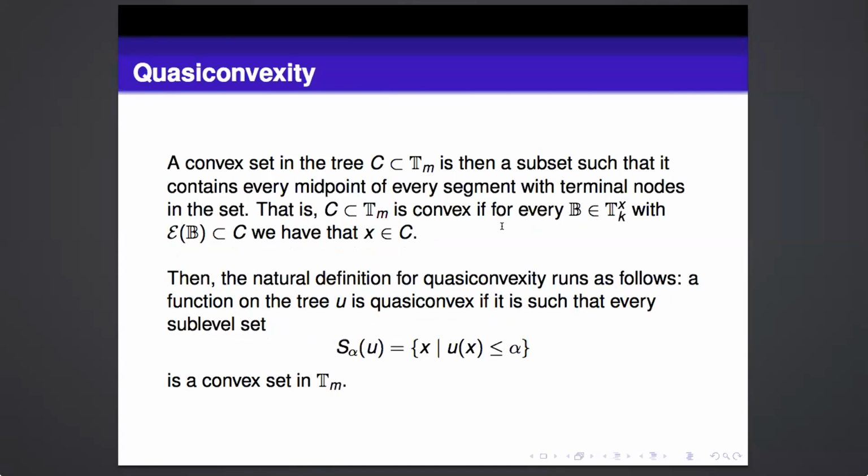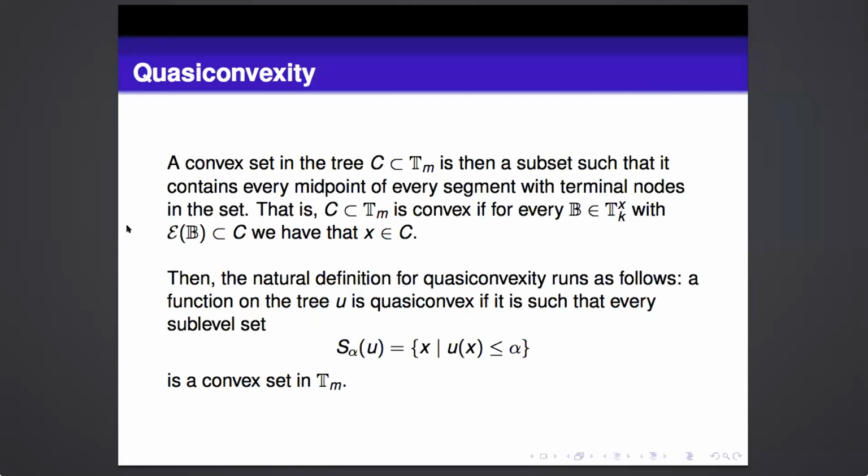So the definition of a convex subset of the tree says that C is convex inside the tree if for every one of these subtrees that you can build, with the extreme points of the subtree inside your set C, then the root also has to belong to C. So if you go down with, let me say, 2 branches with this binary subtree, and the extreme points are inside your set C, then the root, the first one, also has to be inside C. And this is the notion of what is a convex set inside the tree.